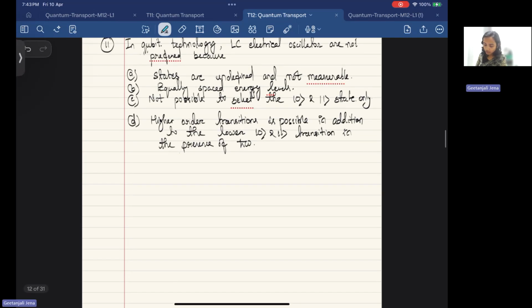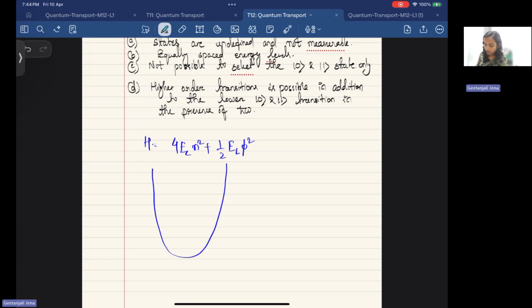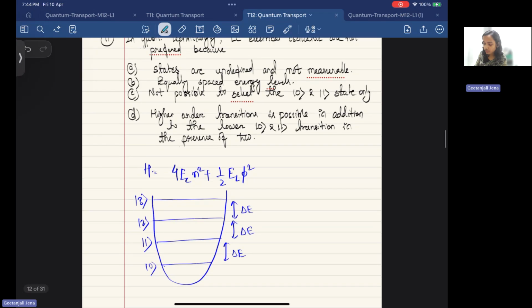For a simple LC oscillator, we have H is 4 EC n square plus half EL phi square. And if you look at the parabolic confinement, the energy levels are gapped by the same amount of energy. So delta is the same for all these levels. Let's say this is 0, 1, 2, 3. So one of the answers is option B. They are equally spaced energy levels.